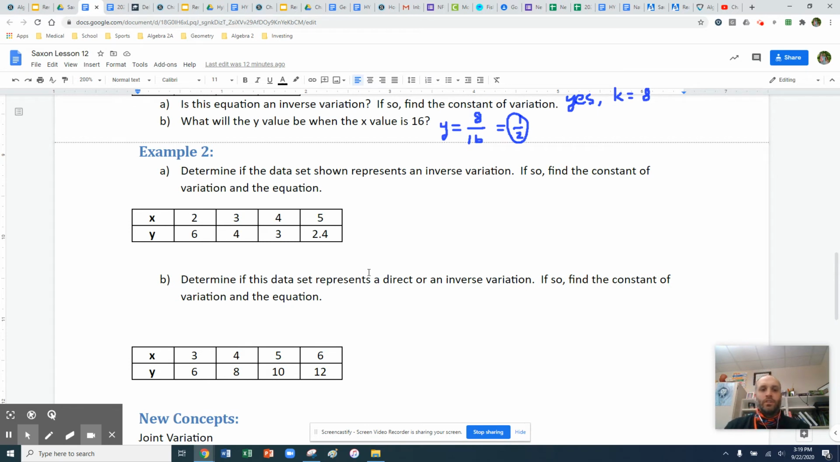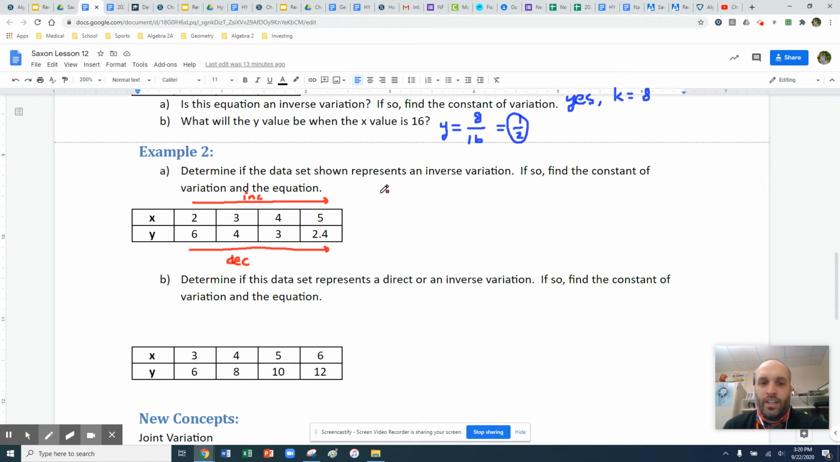The second part of our learning target, so we've talked about what an inverse variation is. Now we're going to start to practice how we know if it's an inverse variation or a direct variation. The first thing you're going to look for is how your x's and y's behave. As you go down the table, your x's are increasing. Then you take a look at your y's, and as you go down the table, you're checking that your y's are decreasing. So this right now is possibly an inverse variation.